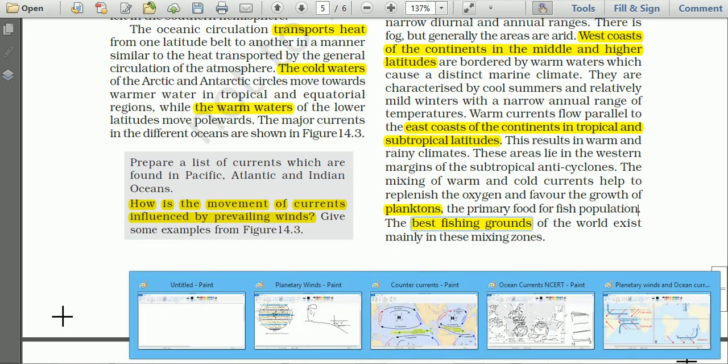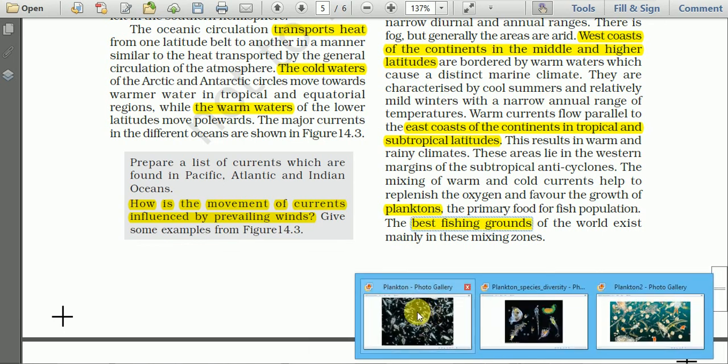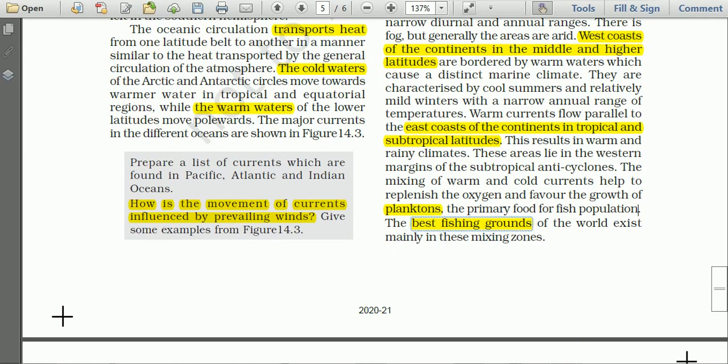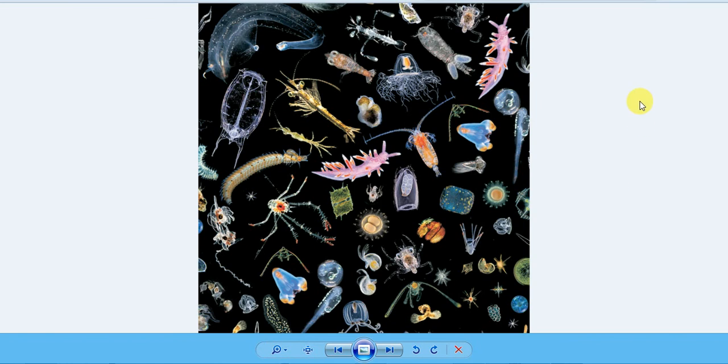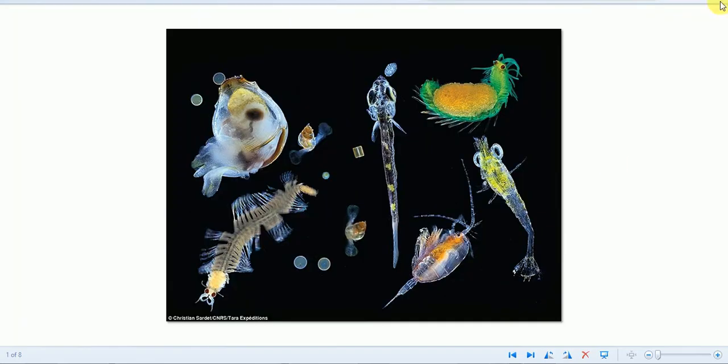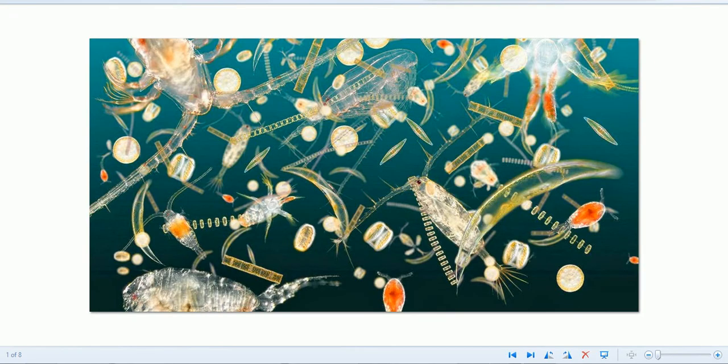We have some photographs here. This is a photograph showing plankton, the food for the fish, and we have some more photographs. This is another photograph showing plankton, and here we have another one. And we have one more. This is another photograph showing plankton.